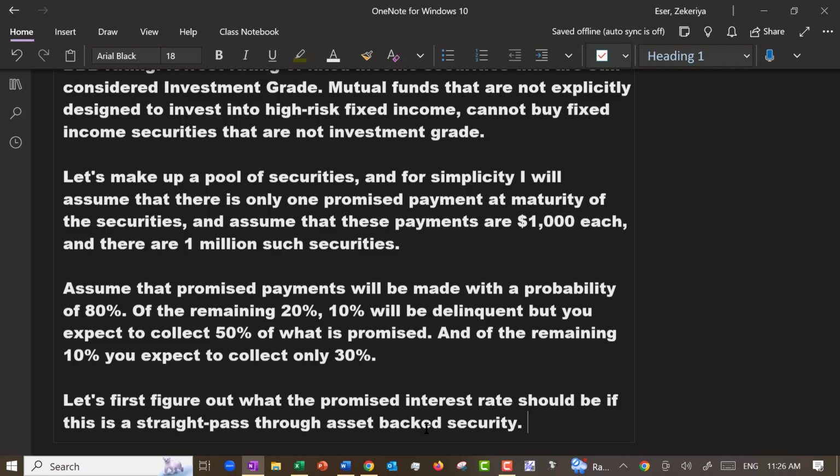So if each bond has a face value of $1,000, there are 1 million of these. So if you bought 100 of these, you expect to make, or you are promised, $100,000, but you're going to get that money with only 80% probability. With 10% probability, you're going to get 500, and with 10% probability, you're going to get 300.